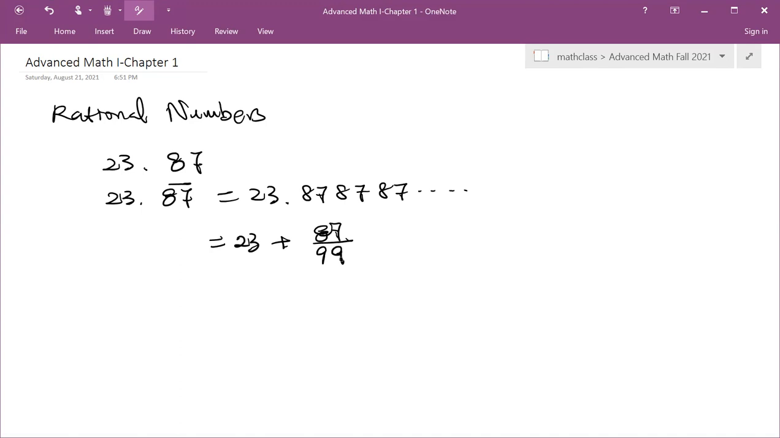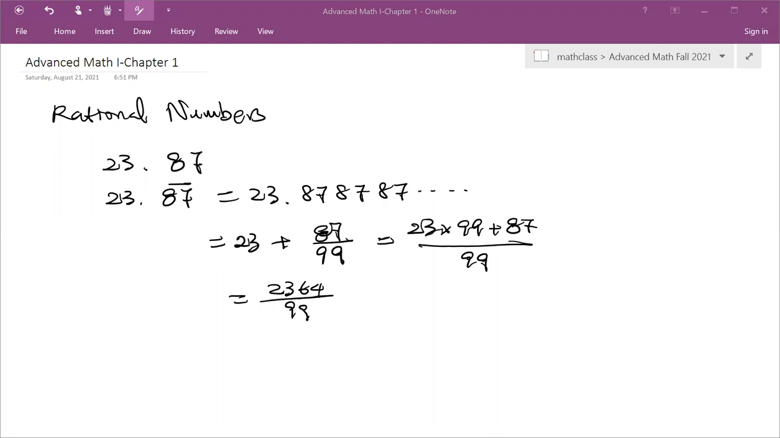Then you combine them and you get the fraction. So that would be 23 times 99 plus 87, divided by 99. Then you do the calculation and you get a very large numerator: 23 times 99 plus 87 is 2,364, divided by 99. So this is a rational number by definition because it can be expressed as a fraction, an integer divided by an integer.